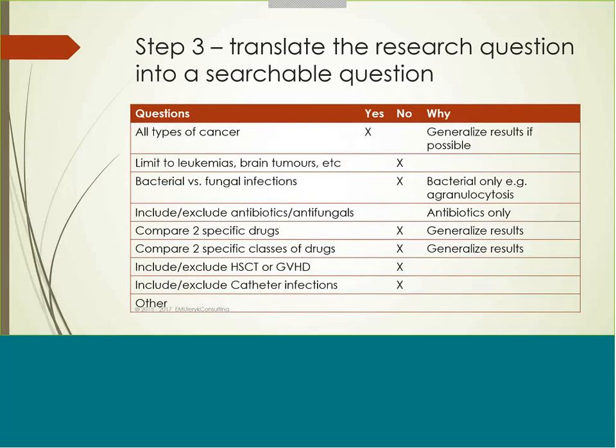So in my executive decision-making capacity here, this is what I decided. I wasn't going to limit to any specific type of cancer. I was going to include all neoplasms in children. I was going to only look at bacterial infections. And I did not want to look at any specific antibiotics, and I was going to exclude transplant by not including transplant or graft versus host, and I wasn't specifically looking for catheter infections. I just wanted any bacterial infections regardless of how they occurred.